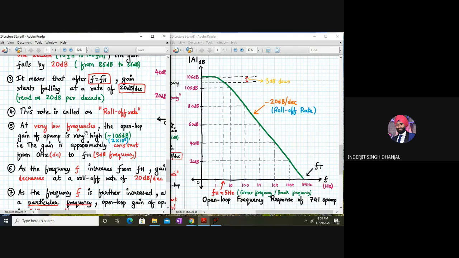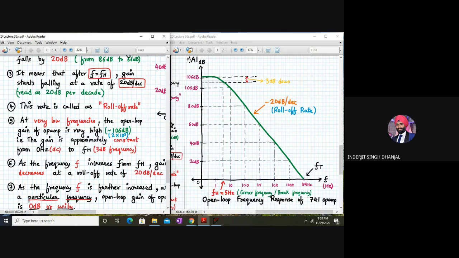Now point number 5: at very low frequencies, the open loop gain of the op-amp is very, very high. Correct. Around 2 into 10 to the power 5, that is around 106 dB. And the gain is approximately constant from 0 hertz, that is the DC value, to fH, that is around 5 hertz. That is the 3 dB frequency. What we are saying is that at very low frequency, the gain of the op amp in open loop configuration is fairly constant up till 5 hertz according to this number.